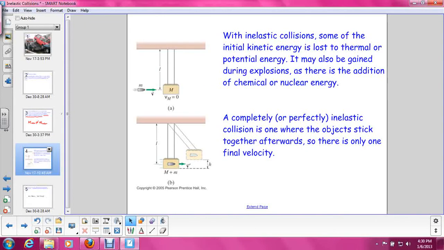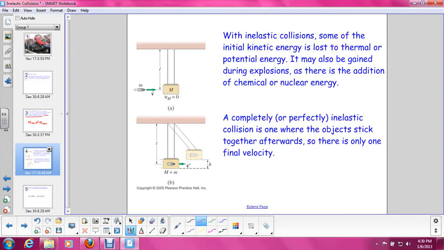So with inelastic collisions, some of the initial kinetic energy that we have is lost due to thermal energy from friction or potential energy, but it might also be gained if there is an explosion or something. So it might be that you have less kinetic energy after the collision than you did before, or you might have more. Either way, it is defined as an inelastic collision. And a completely or perfect inelastic collision is one where the objects stick together. And these are going to be the inelastic collisions that we will focus on.